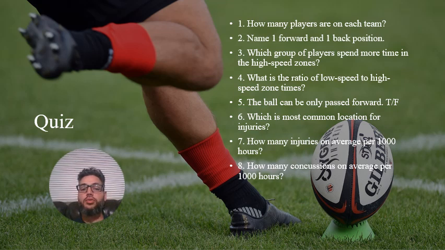And then true or false, the ball can only be passed forward. Which is the most common location for injuries? How many injuries on average per 1,000 hours? And how many concussions on average per 1,000 hours?